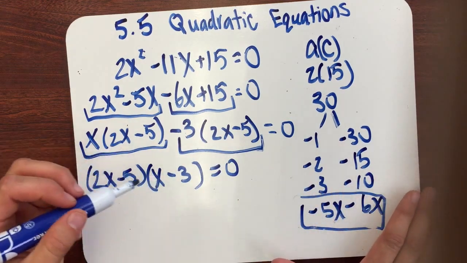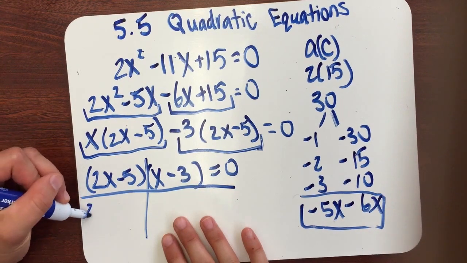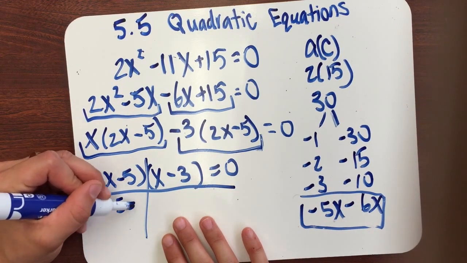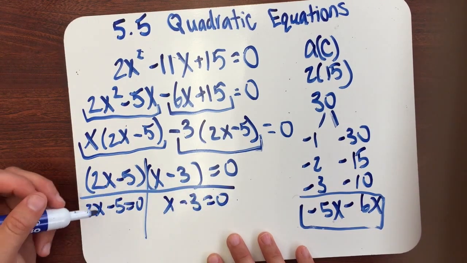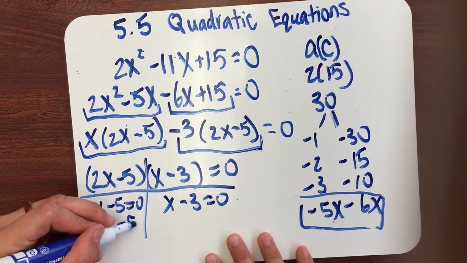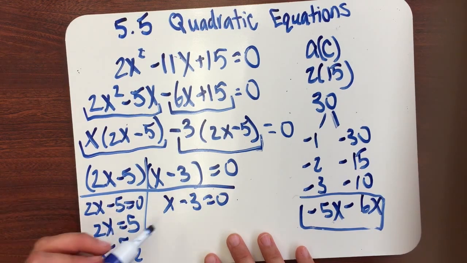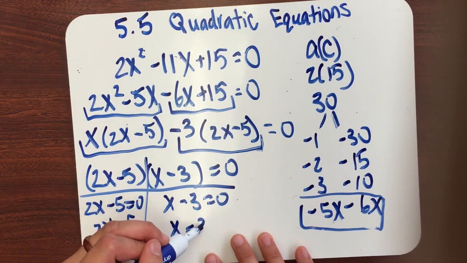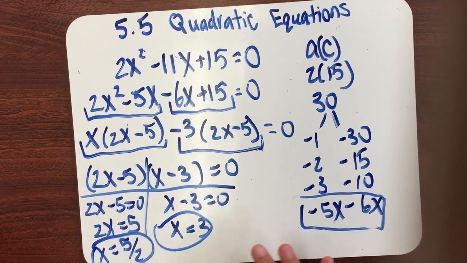From here, we're going to make our t-chart and solve for x. 2x minus 5 equals 0. x minus 3 equals 0. 2x equals 5. So x is 5 over 2, or 2.5. And x equals 3. So we have two x-intercepts.